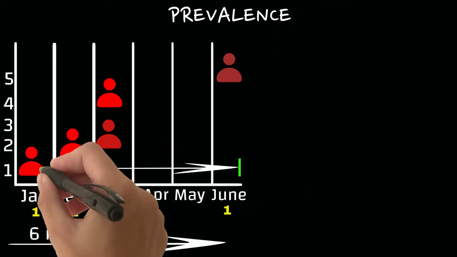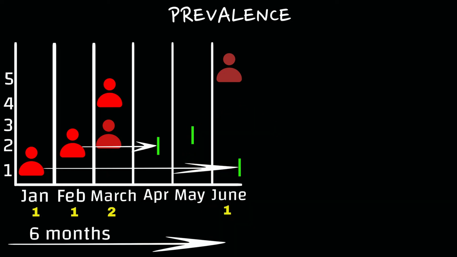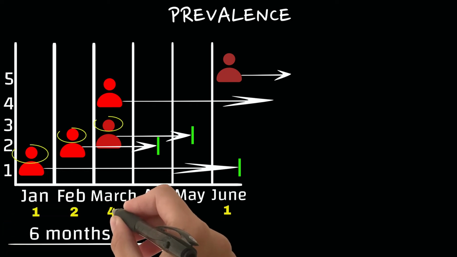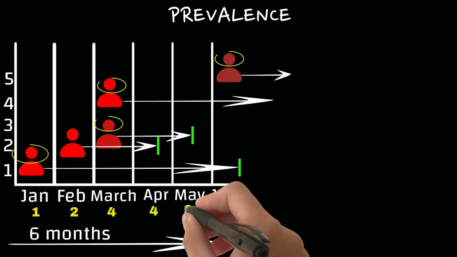Suppose case number 1 is cured in June, case number 2 in April, case number 3 in May, and cases number 4 and 5 in the later part of the year. To calculate prevalence, we ask how many new and old cases in a specified time, in this example, month. And so the prevalence of tuberculosis in each month is all the existing plus new cases in that month. We have 1 case in January, 2 cases in February, 4 in March, 4 in April, 3 in May and 3 in June.